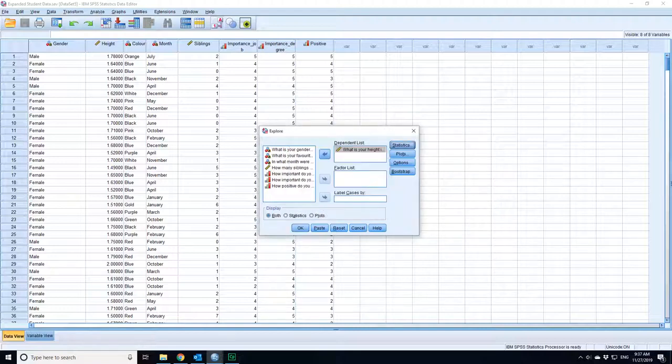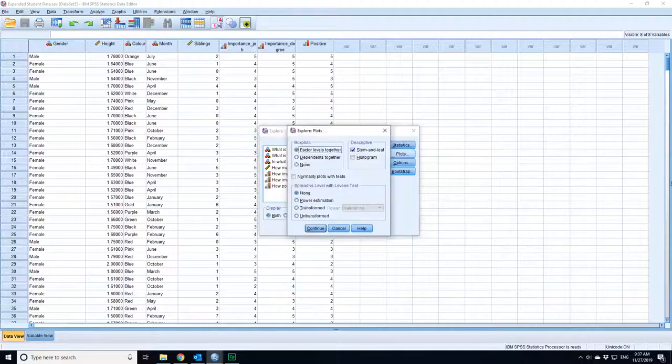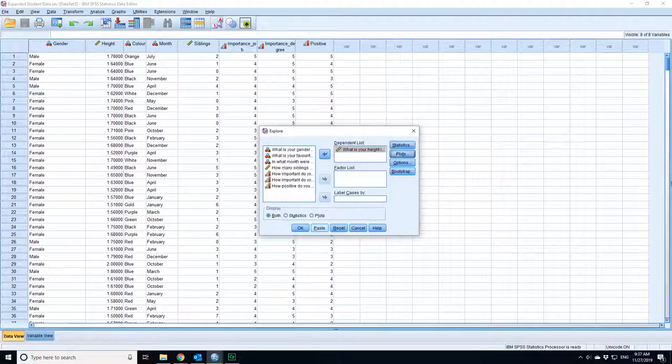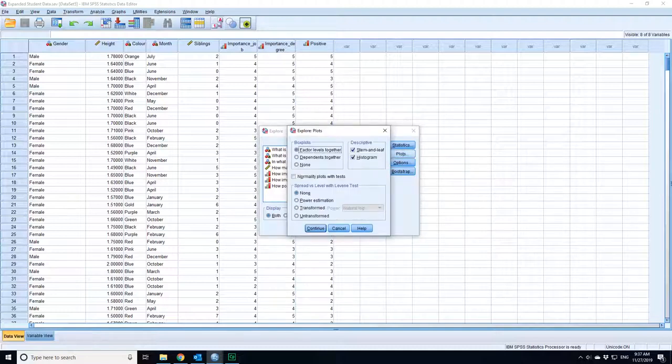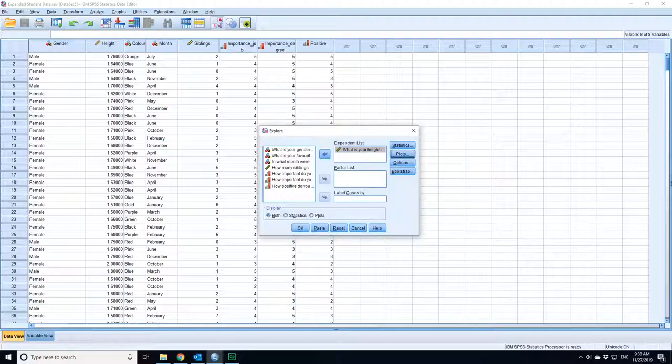Percentiles, so I can do my 5-figure summary, and I can switch on plots. Now it does stem and leaf, but I also want to do histograms. I'm not particularly keen on stem and leaf, but histogram I find easier to look at. When you're dealing with scalar data like this, measurement data, you should always plot a histogram so that you can check for normality. There are formal ways of testing for normality, the normality plots, which I'm not going to do at this particular time. It is often good enough just to look at the histogram.